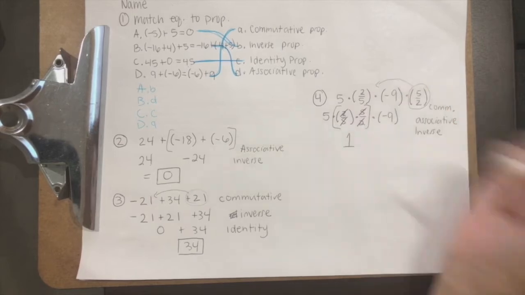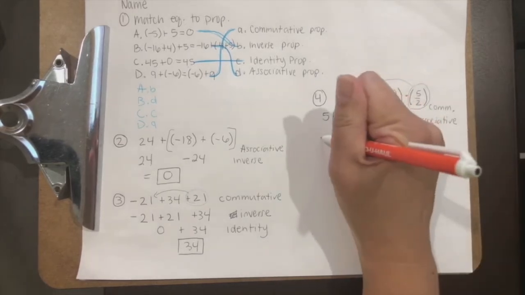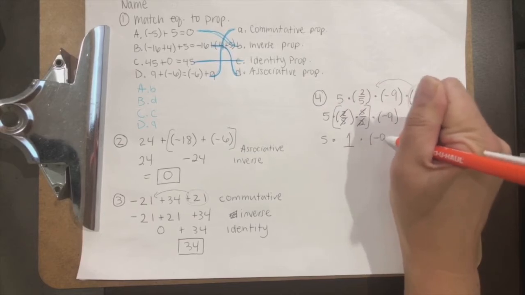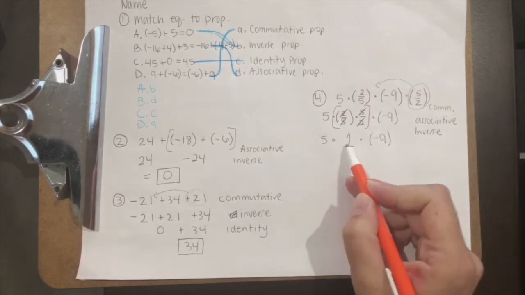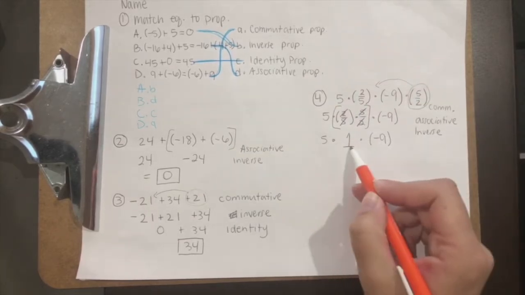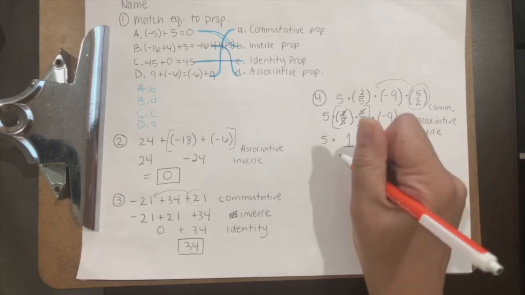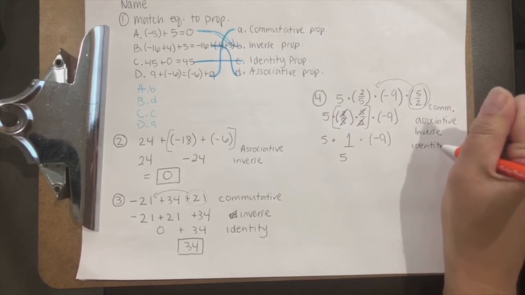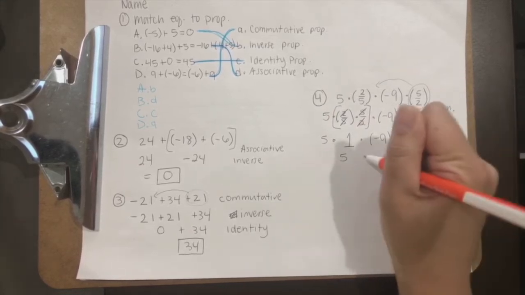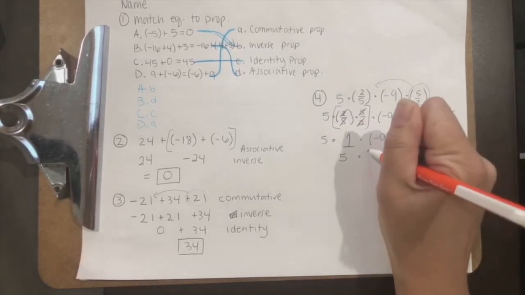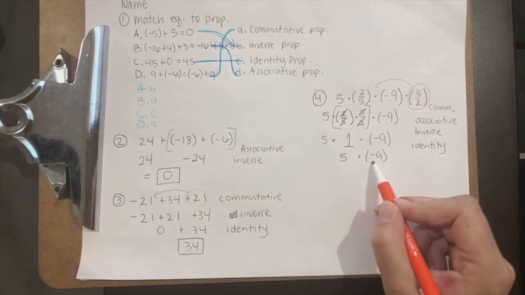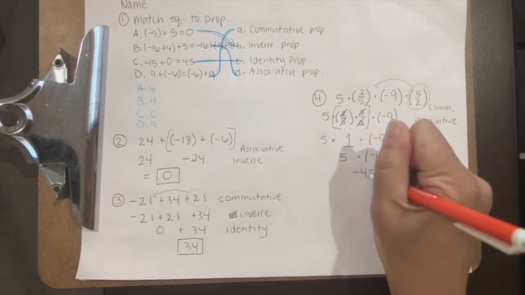We sometimes call this the big one. So we have 5 times 1 times negative 9. So then 1 times anything, so if I do 5 times 1, it's just going to be 5. That's the identity property of multiplication. And then I bring down the negative 9. 5 times negative 9 is negative 45.